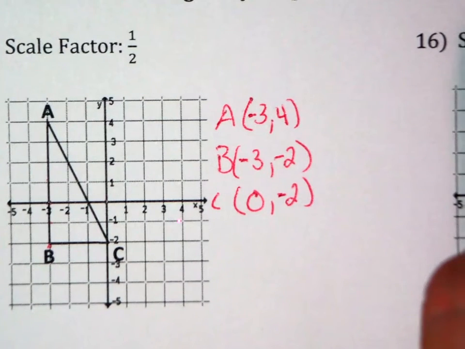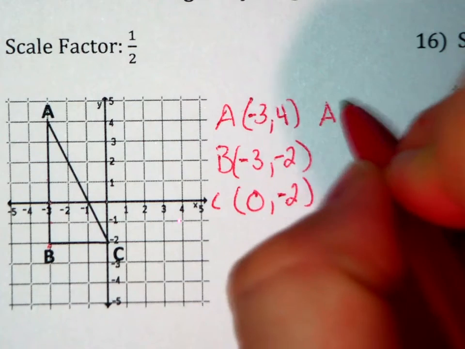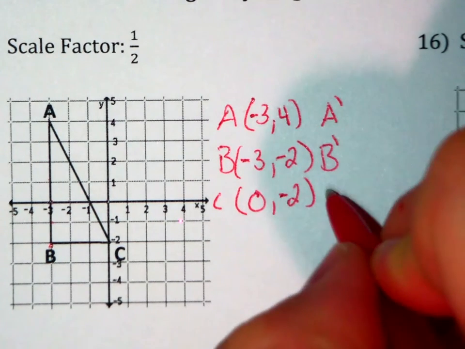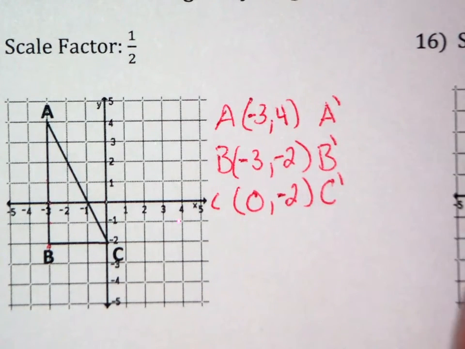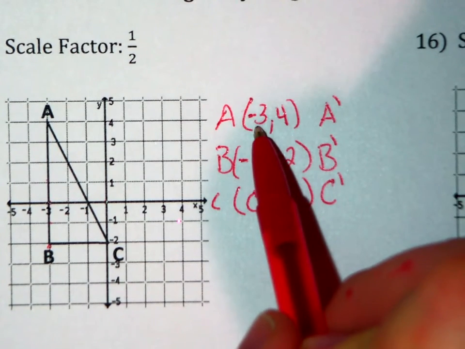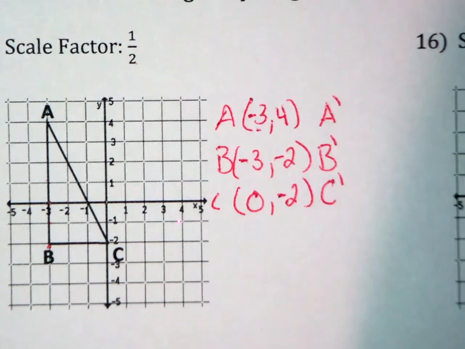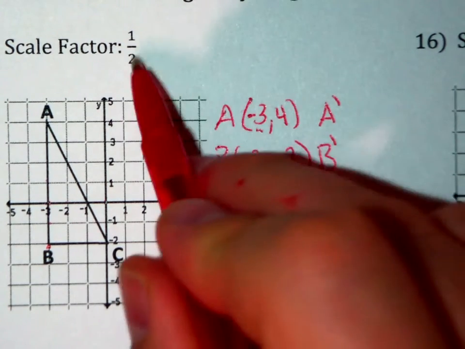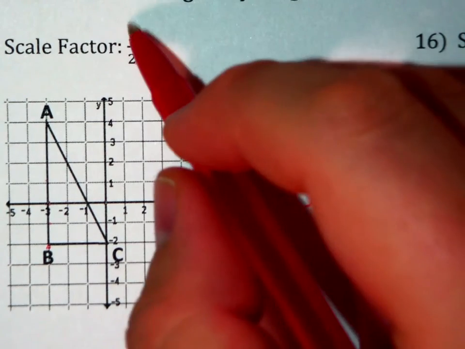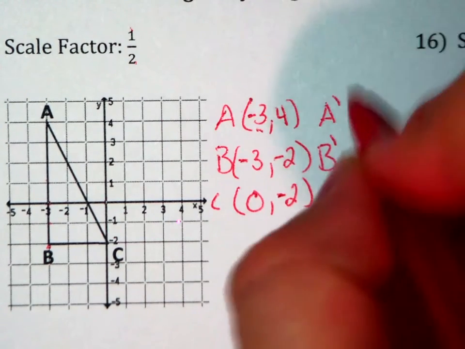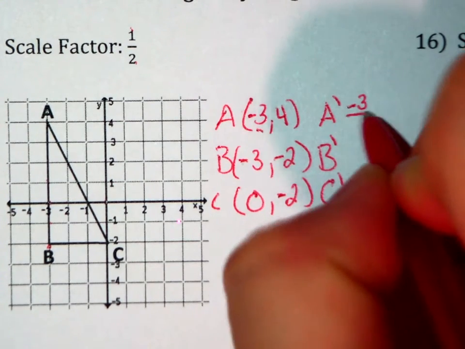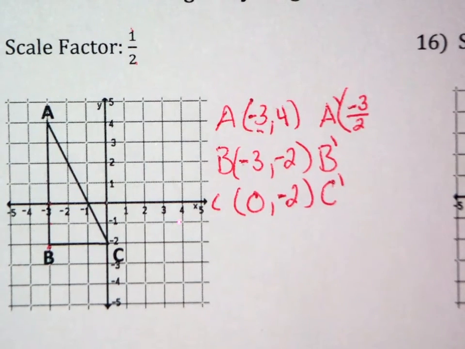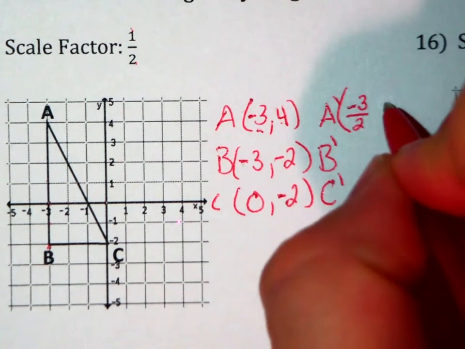And now that I have found all of my original points, now I can do my scale factor, A prime, B prime, C prime. And scale factor, as we discussed in class, simply takes each one of these values and multiplies it by the scale factor. So negative 3 times 1/2. Negative 3 times 1 is negative 3. 2 times 1 is 2. So negative 3 over 2 would be the x value. 4 times 1/2. Well, that's 2.